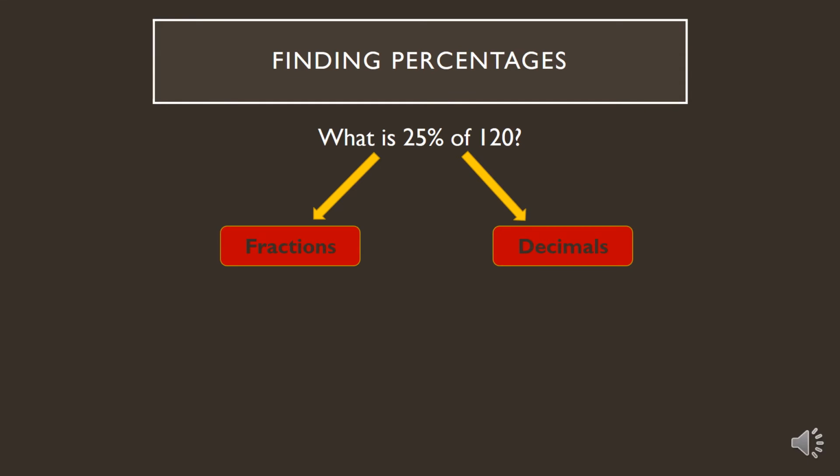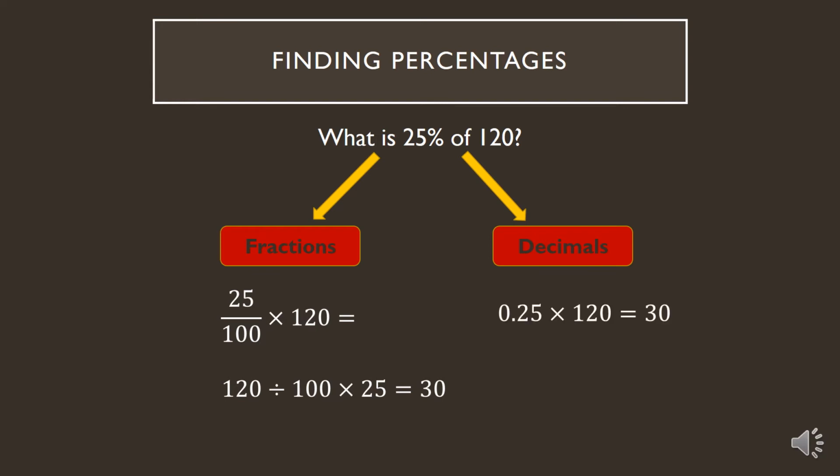So 25% as a fraction is 25 over 100. 25 over 100 of 120, 'of' means we multiply. So on your calculator, you'd be dividing by the 100 and multiplying by the 25, and you get 30 as the answer. If we were to use decimals, immediately I could write 25% as 0.25, multiplied by your 120, and the calculator will give you 30 also as your answer. So it's your choice, whichever you're comfortable with, whether you use fractions or decimals.